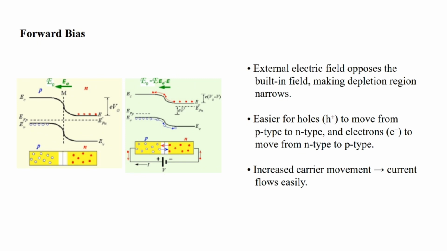Forward bias. In this forward bias p-n junction, an external voltage is supplied with the positive terminal connected to the p-type and the negative terminal connected to the n-type. This creates an external electric field that opposes the built-in electric field of the p-n junction, causing the depletion region to become narrower. As a result, it becomes easier for holes in the p-type region to diffuse into the n-type. The electrons in the n-type region diffuse into the p-type more easily.